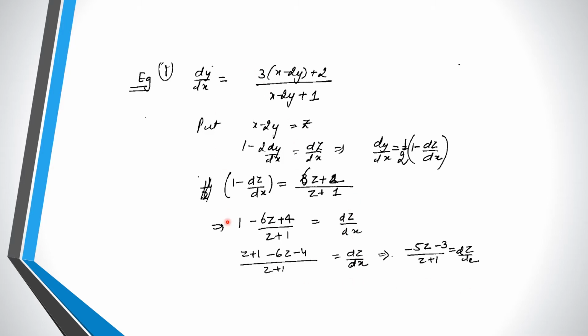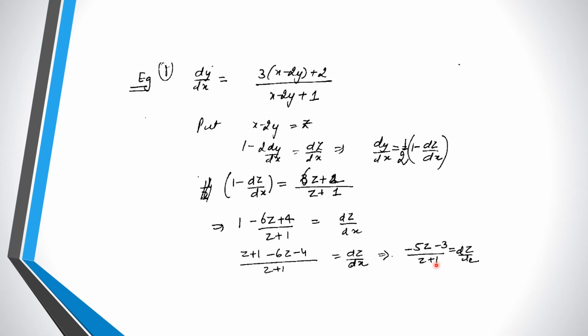So in this way we can solve. This is case 1, where we have a common factor in the numerator as well as in the denominator. We put that to be another variable z. Find the value of dy by dx in terms of z. Substitute over here. Transform this equation in terms of z and x. Simplify this. We will have this equation as this one.